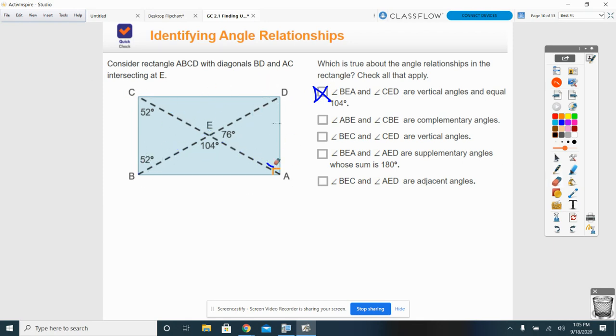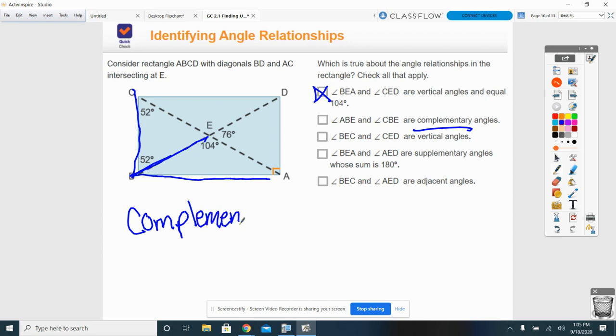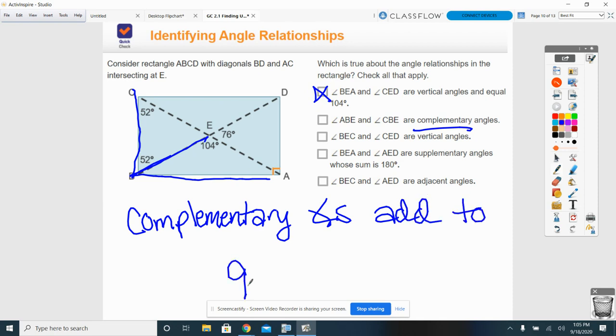ABE and CBE are complementary. Well, that's another word for you to write down. Complementary means add to 90. Complementary angles add to 90 degrees. Well, what do you think? Are those two angles, when you put them together, if it is a rectangle, do they add to 90? And the answer is yes, they do.